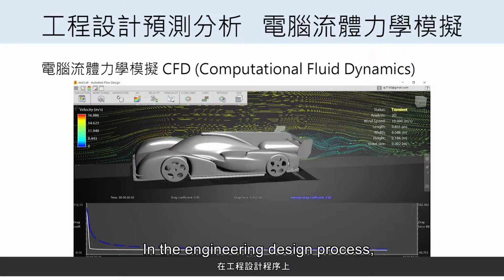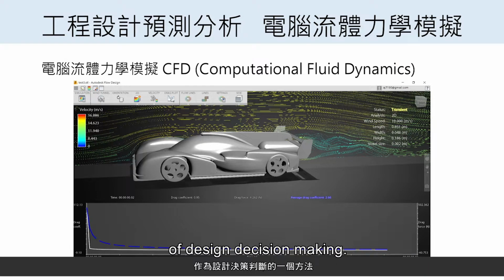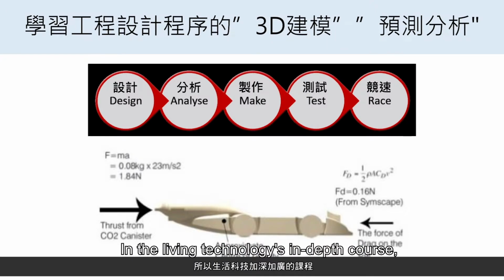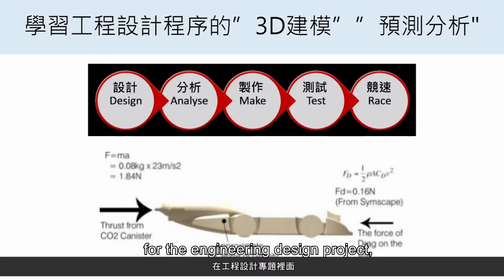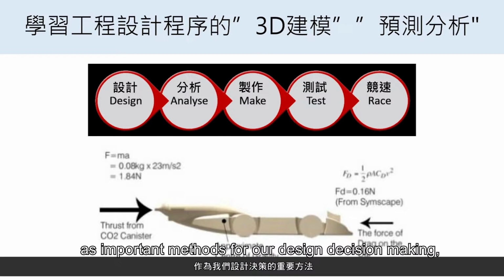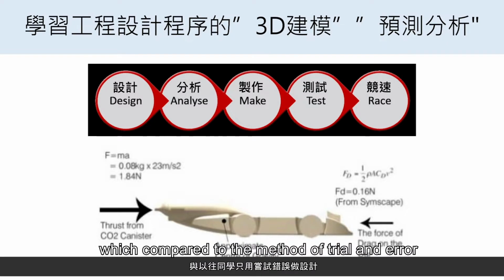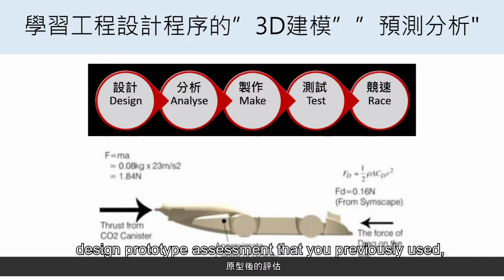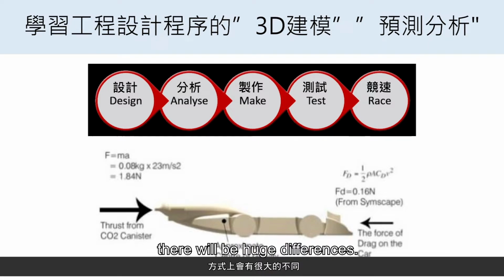In the engineering design process, theory is used as a method of design decision-making. In the Living Technologies in-depth course for the engineering design project, we integrate both 3D modeling and predictive analysis as important methods for our design decision-making, which, compared to the method of trial and error and design prototype assessment that you previously used, will make a huge difference.